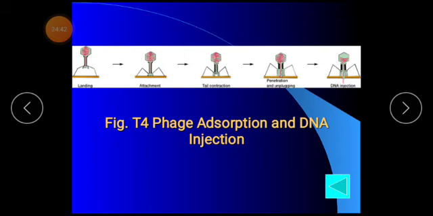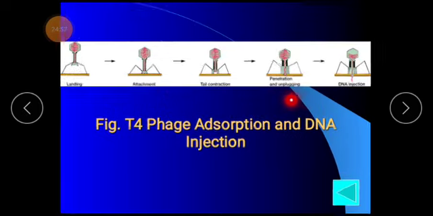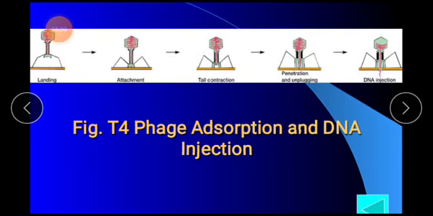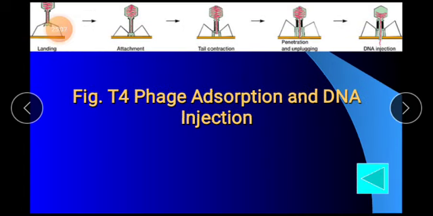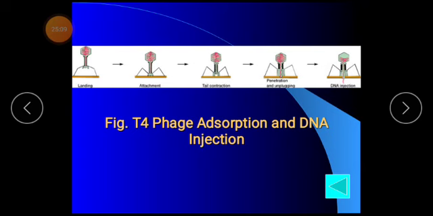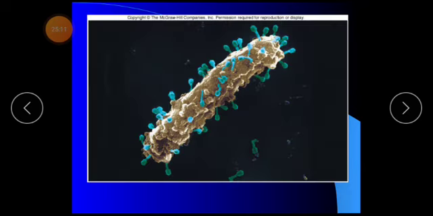So this is a figure. This figure shows the T phage adsorption and DNA injection. This is landing, attaching, tail contraction, penetrating and plumbing, and DNA injection. This is what we call T4. 1, 2, 3, 4. So this is the T4 phage adsorption and DNA injection.